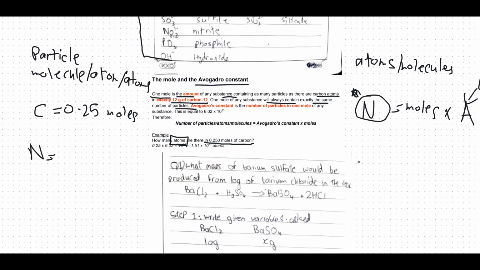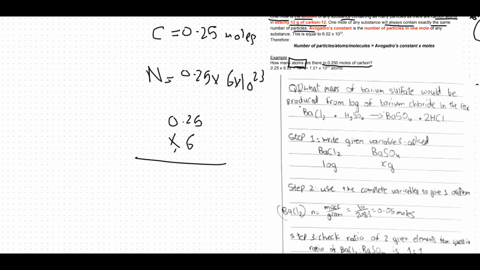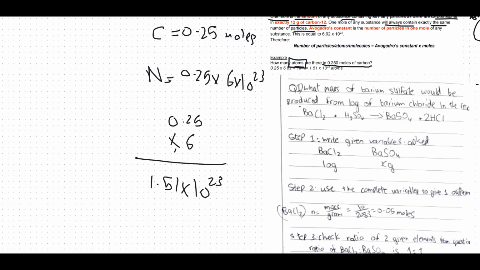So I have 0.25 moles. I multiply with the Avogadro's constant, which is 6 times 10 raised to power 23. So I multiply this 6 with 0.25. When I multiply, what I get is 1.51 times 10 raised to power 23. So this was my number of atoms in 0.25 moles.